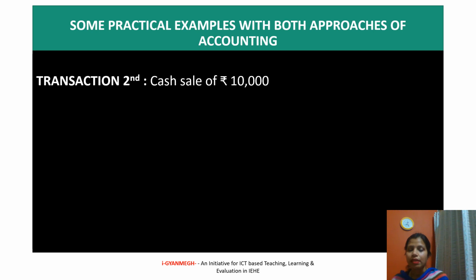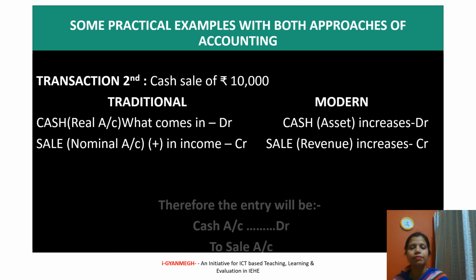The transaction is cash sale of rupees 10,000. It means यहाँ हमने कुछ sale की है cash में जो कि है 10,000 रुपए की, and the entry will be cash account debit to sale. But according to traditional and modern approach, how it will get debit and credit, this we will see in detail.